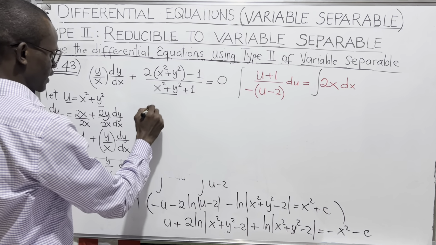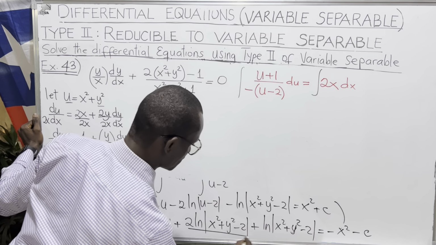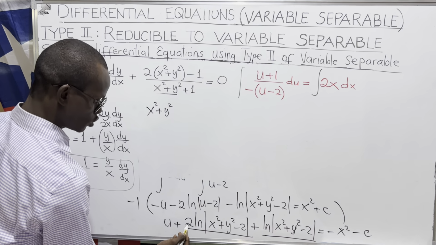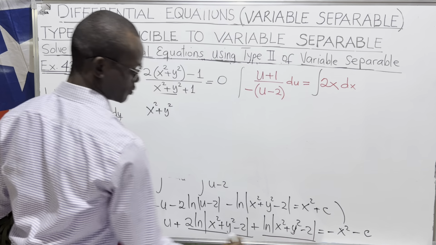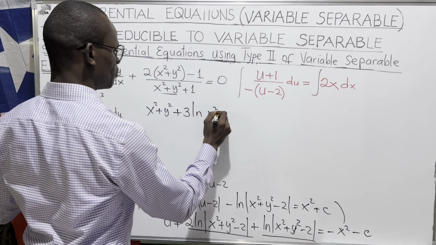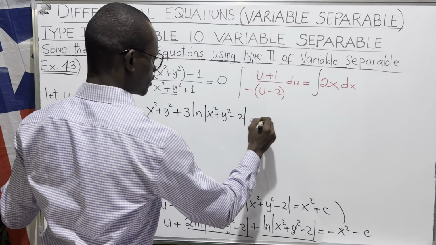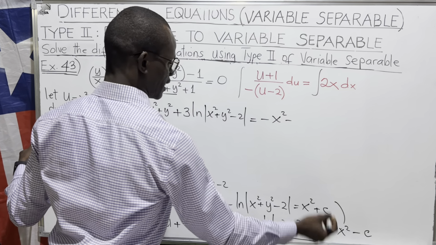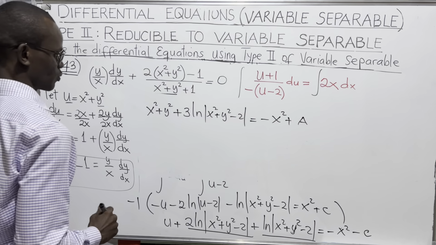So now this u is x squared plus y squared. Now these are like terms. So it's 2 ln of this expression plus 1 ln of the same expression is just equal to 3 the ln of x squared plus y squared minus 2, and then equals minus x squared plus, now so that minus c, now we just replace it with some arbitrary constant a.